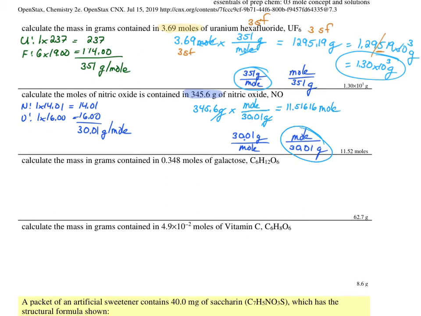Let's look at sig figs. We look at all the numbers that go into our result. This has 4 sig figs. This also has 4 sig figs, so we can use 4 sig figs in our result. 1, 2, 3, 4. We have to stop after the 1. The first number that we drop is greater than 5, so we're going to be rounding up, and our final answer is 11.52 moles.